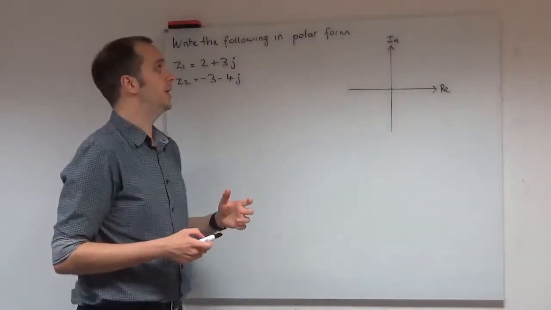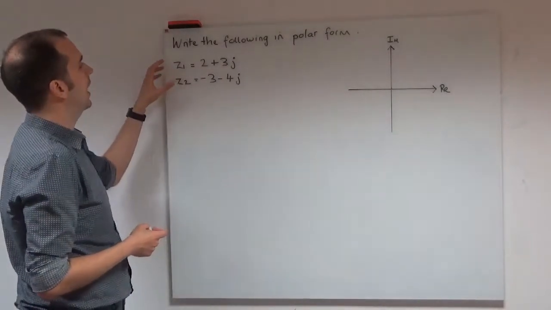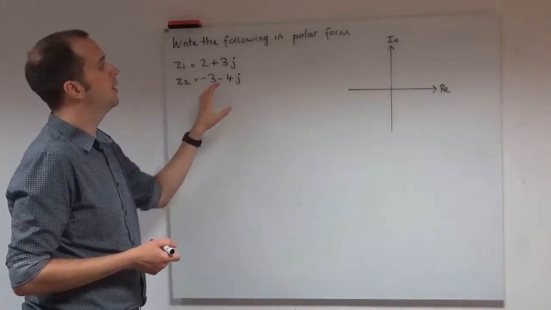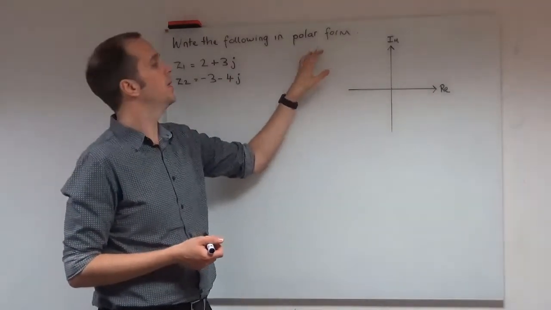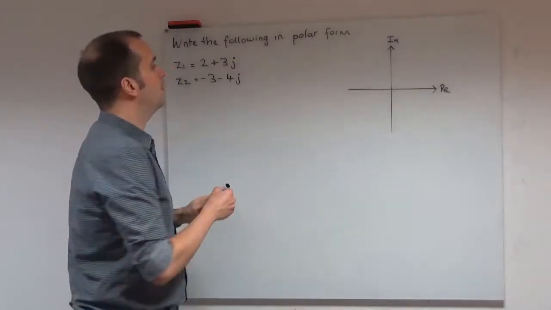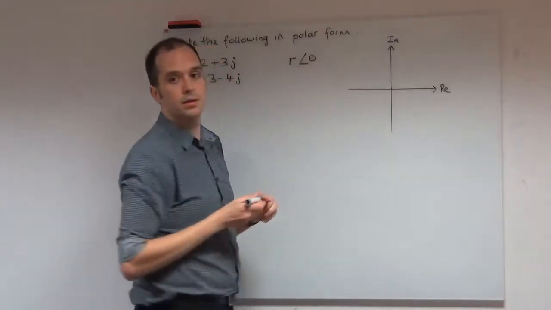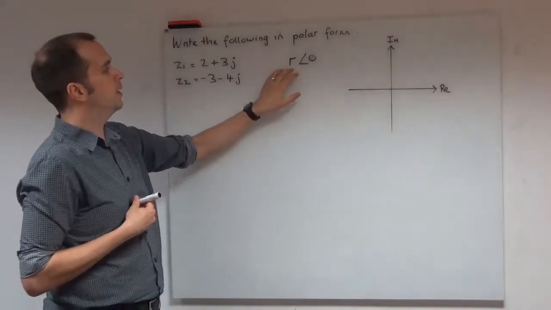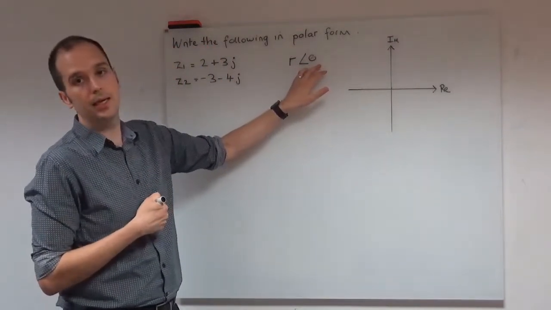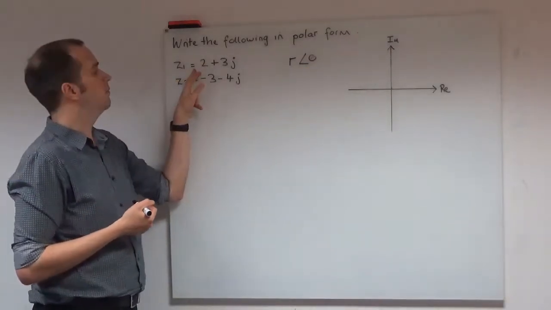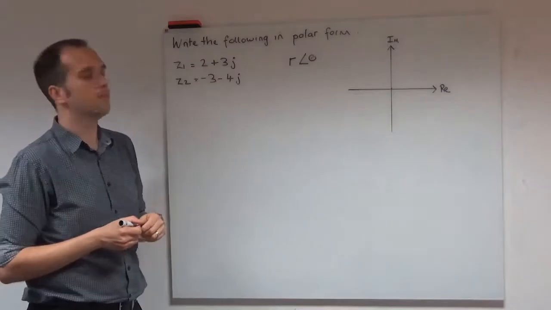Okay, so in this short video we are going to be investigating how we convert complex numbers which are in Cartesian form into polar form. Now recall, polar form is in the form of r theta, where r is the modulus and theta is the argument. So let's consider Z1, 2 plus 3j.